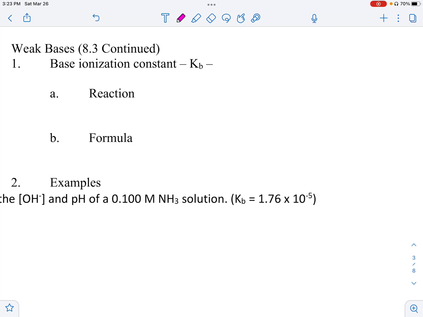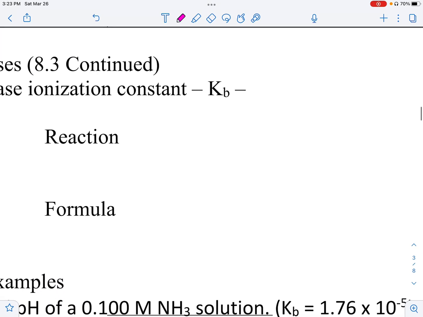So we're going to do weak bases. They are very similar to weak acids. So we've got the base ionization constant, which is just how much a base breaks apart.